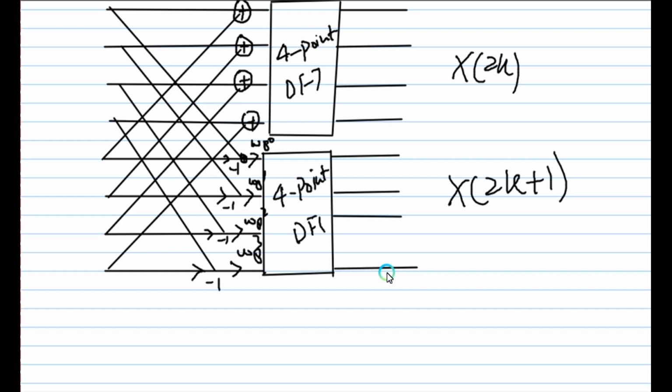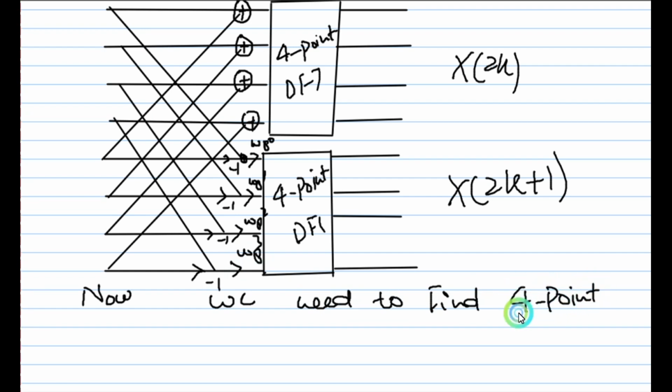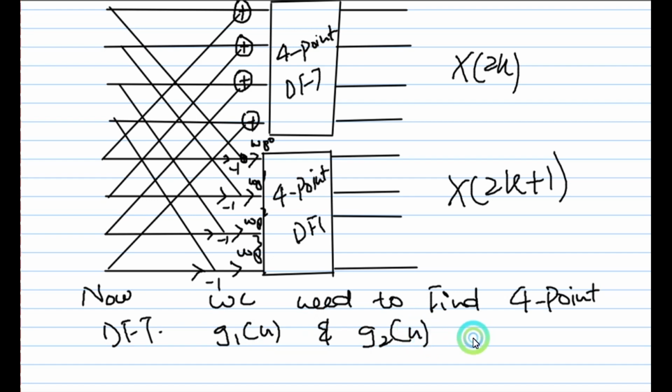So what we will be doing is dividing g1 of n and g2 of n, where g1 of n is our even sequence and g2 of n is our odd sequence, into even and odd parts. Okay. So I'll go to the next page.